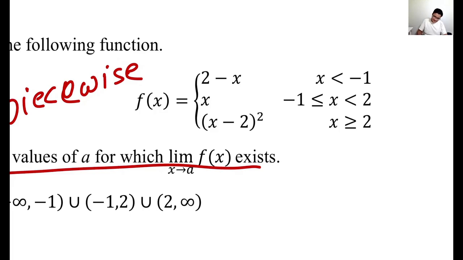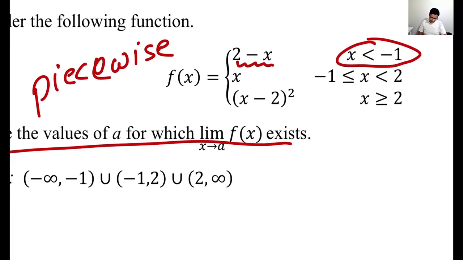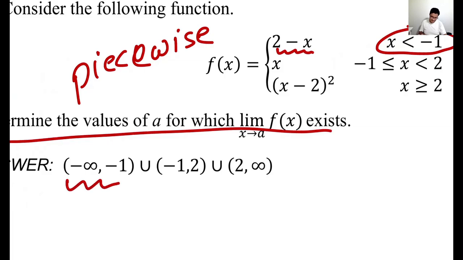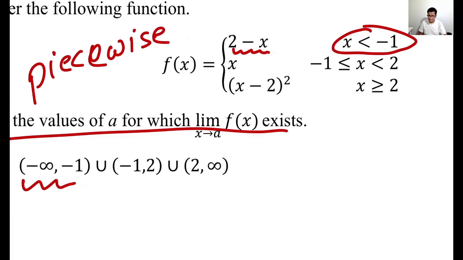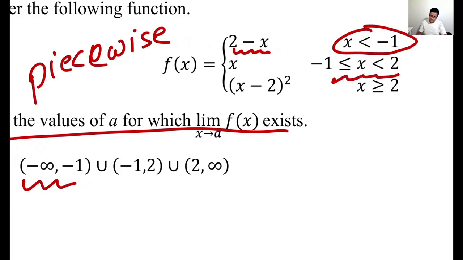So in that sense, the 2 minus x, all of these are polynomials. All three are polynomials, so there should be no problem in its domain. Okay. So for all the values of x less than -1, it will be continuous. And so the limit will exist. You see that in the answer here, so all values less than 1, it exists. Between 1 and 2, again, the rule is x.